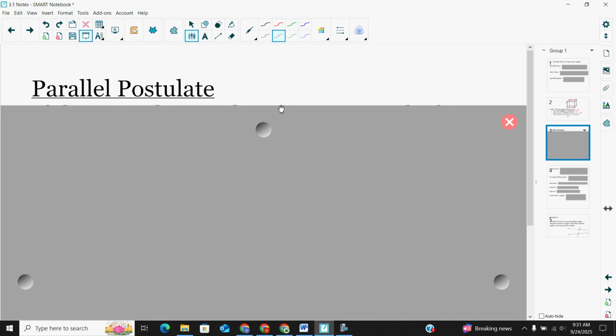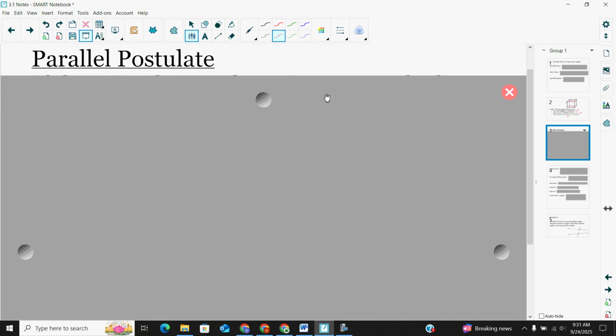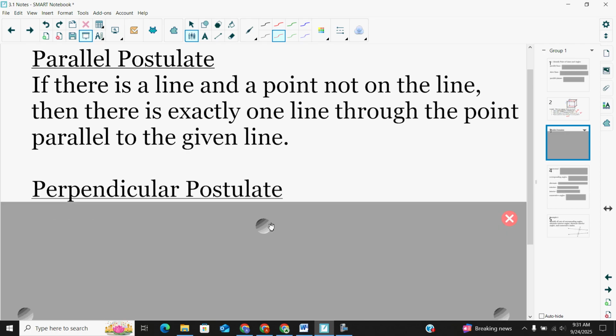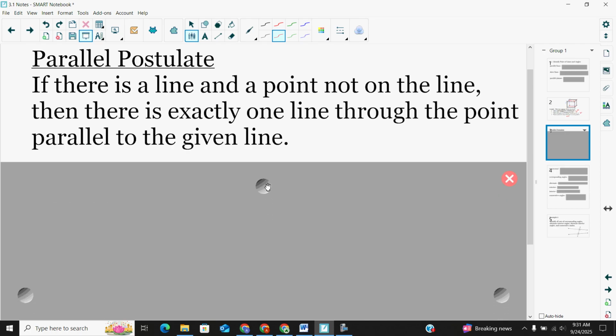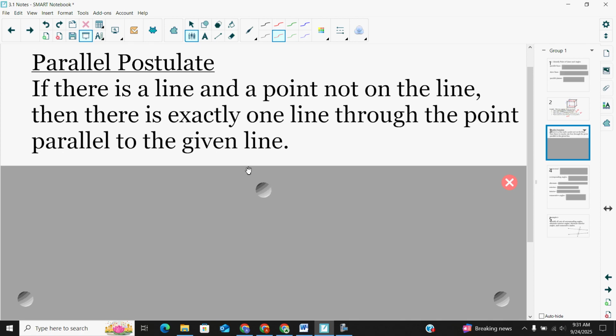A couple more things we need to talk through here. We have the parallel postulate as well as the perpendicular postulate. They say exactly the same thing except for one word in the postulate. The parallel postulate says if there is a line and a point not on the line, then there is exactly one line through the point parallel to the given line.